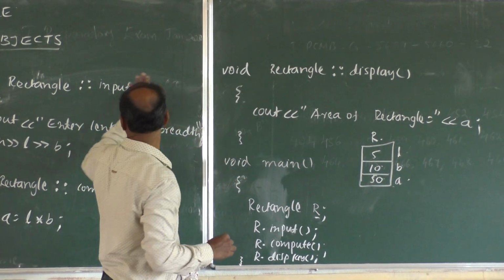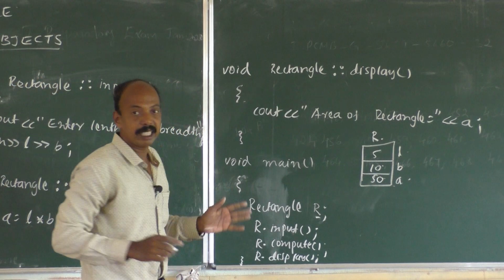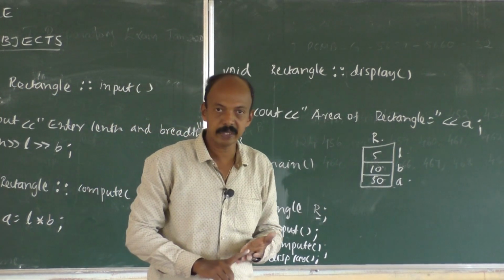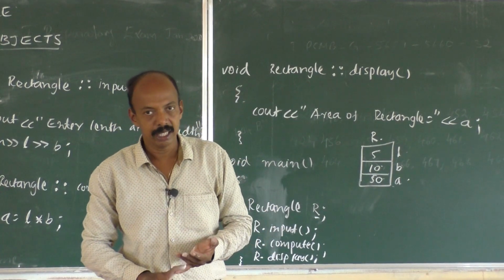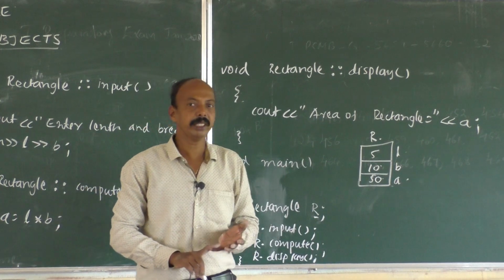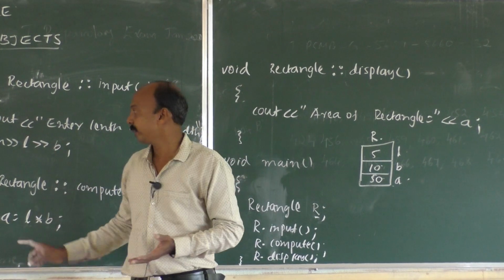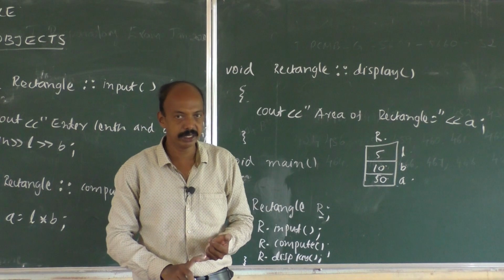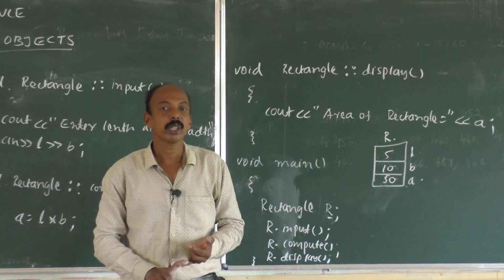Remember, we have not written the header file for this. Same header files we have to write. Which are the header files we need to write? One is hash include iostream.h, which is compulsory. Then if required, suppose you are using getch, then we will use hash include conio.h.